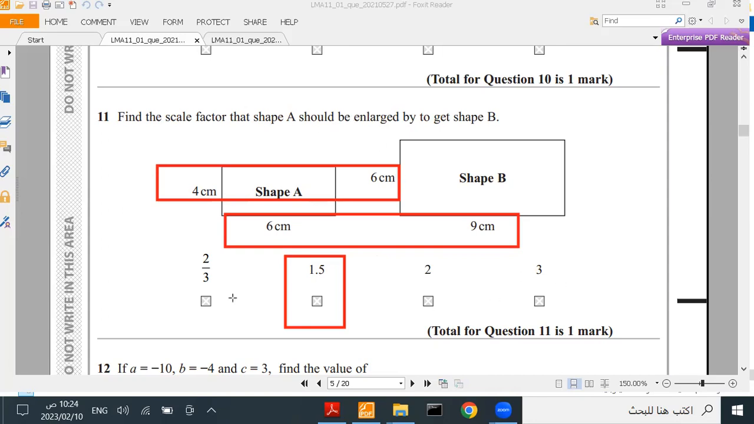So here we have to focus. We divide 9 by 6, let's do it here, so we don't forget. And here, yes, 1.5. Good. Now let's move on to the next one.